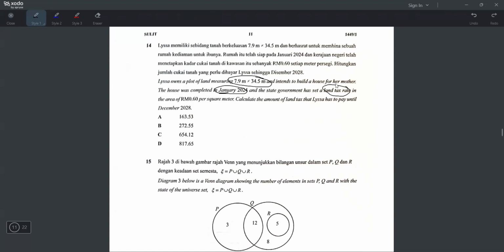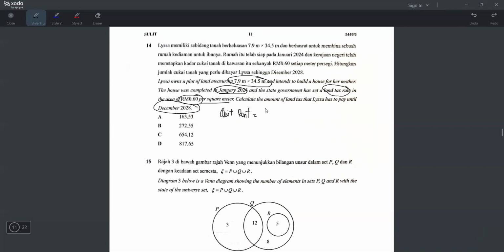So I think I know which chapter. This one is the taxation chapter, cukai, and this one is cukai tanah, the quit rent. They say the land tax rate is 60 cents per square meter. Calculate the amount of land tax that Lisa has to pay until December 2028. Okay, let's talk about the quit rent formula.